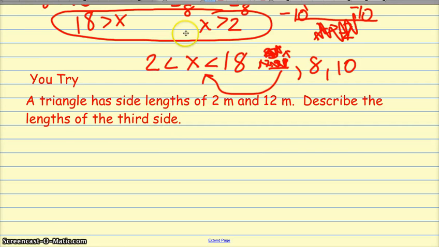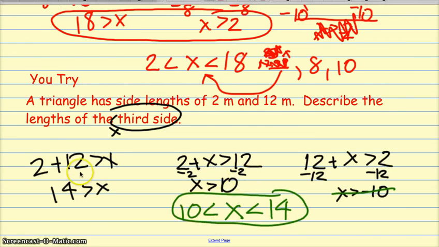Same thing. Find the lengths of the third side. I'm going to call the third side x, and I'm going to set up my triangle inequalities. Go ahead and take a peek at my answer. So I set up that 2 and 12 have to be bigger than the unknown third, that 2 and that third side have to be bigger than 12, and 12 and the third side have to be bigger than 2. This was the one that when I calculated it didn't make any sense, so don't worry about it.